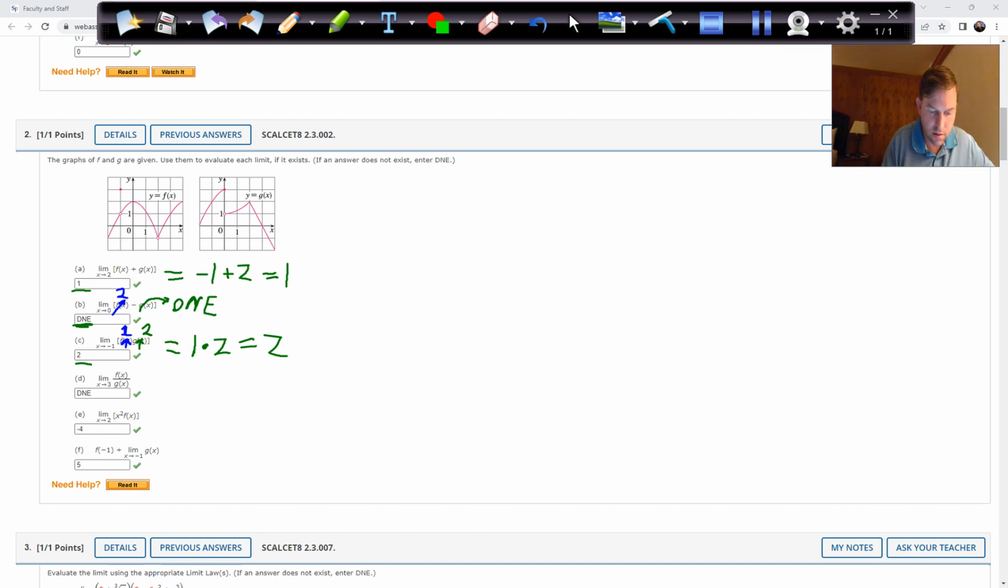Okay. Let's look at the next one. We're approaching 3. So 1, 2, 3, that's this line here. F of x from the left is approaching this point, and from the right it's also approaching that point. Well, that has a y value of 1. So this is going to be 1. G, we're approaching 3, 1, 2, 3 right here. It's approaching this point from the left, this point from the right. That point is 0. So we have a problem there. We're dividing by 0. So this would be does not exist.